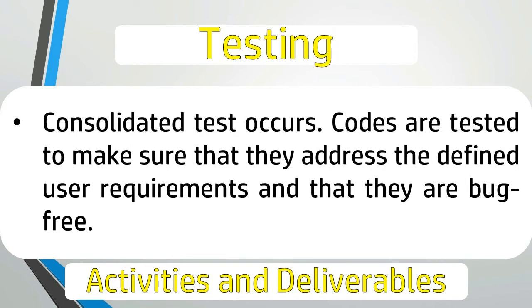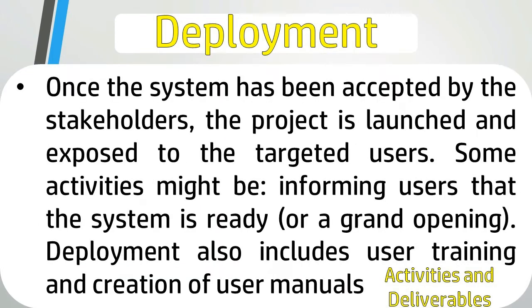Testing. In this phase, codes are tested to make sure that they address the defined user requirements and that they are bug-free or error-free. Activities involved are testing, debugging, and revisions. Deliverables are acceptance documents and the system for deployment.